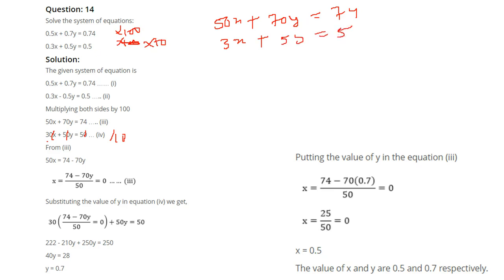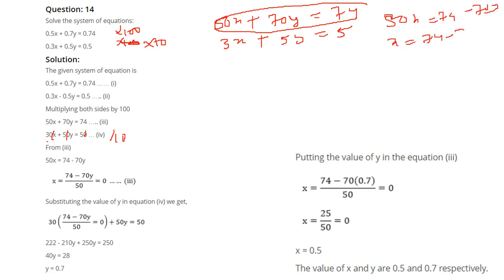What you can do here is, now you can take any of these, say this one, and you can take 50x equal to 74 minus 70y, and x will be equal to 74 minus 70y by 50. Now put it in this equation. You don't need to do these zeros, because eventually it is going to be cancelled. So put it here, you will get y equal to 0.7, x will be equal to 0.5 by putting it here.